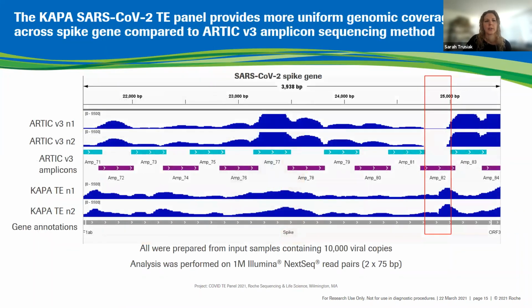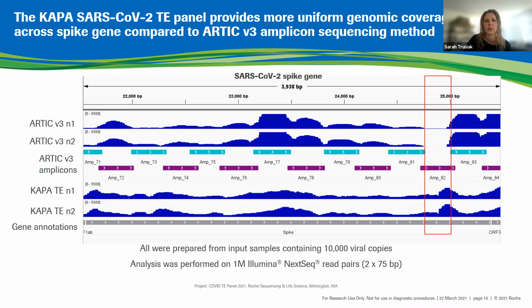So additionally, within our lab, we tested the KAPA SARS-CoV-2 TE workflow against one of the publicly available Arctic V3 amplicon workflows that uses different supplier products. We tested both of these protocols with input samples containing 10,000 viral copies and performed analysis again on 1 million Illumina NextSeq read pairs. So in the coverage plot shown here, we found generally more consistent coverage for a KAPA TE workflow across the SARS-CoV-2 genome.